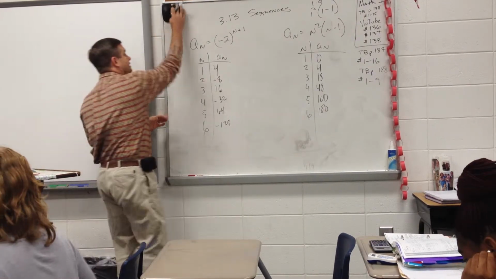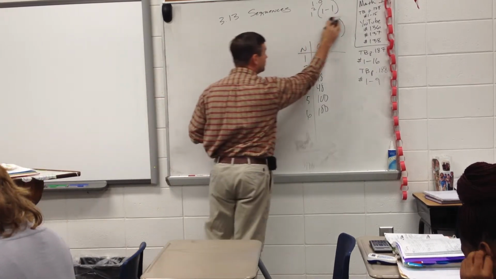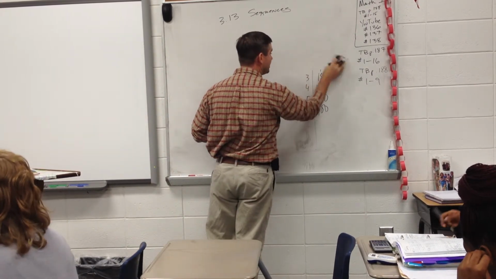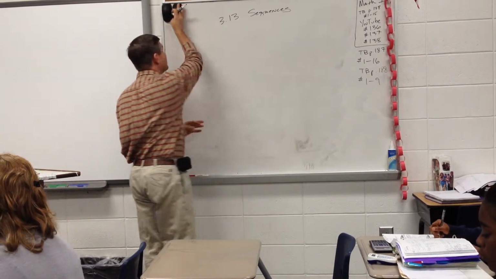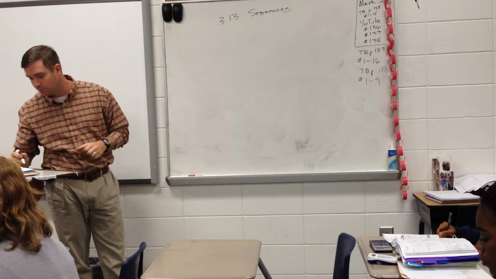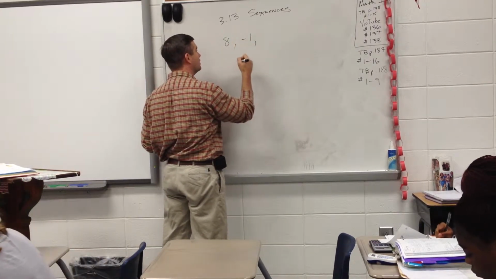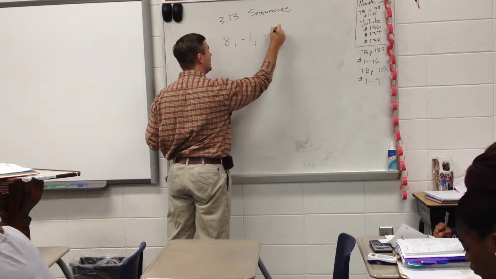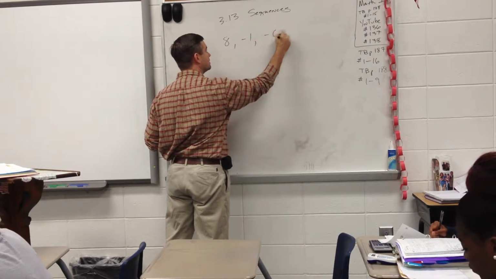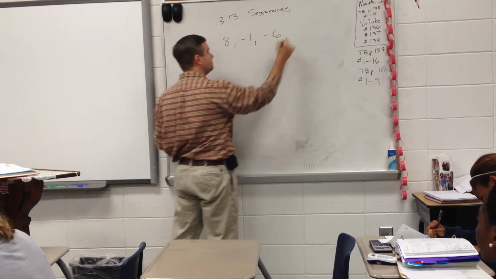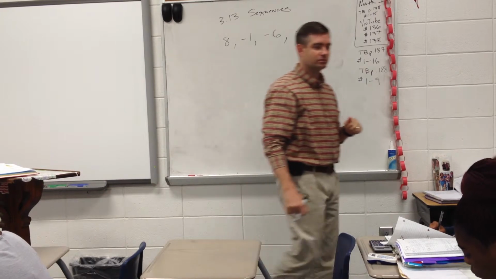All right. So let's go back to writing the rule. We did one earlier. I want to see if we can write the rule if I give you the sequence. Let me give you a couple different sequences and see if we can write the rule. All right, let's try this one. 8, negative 1, negative 6, negative 13. So on and so on.